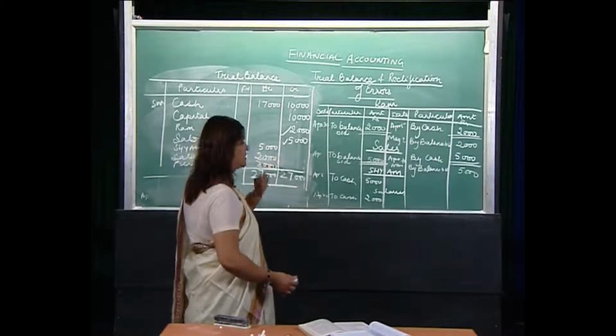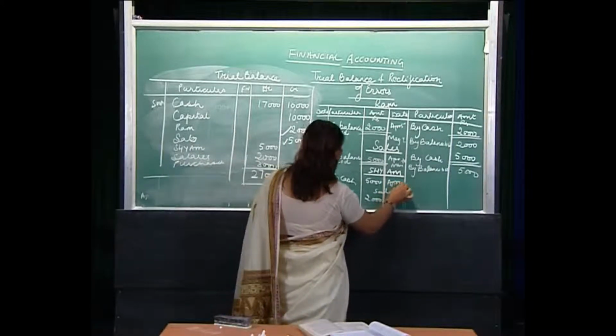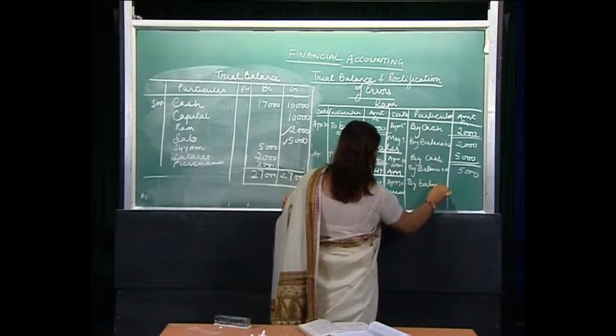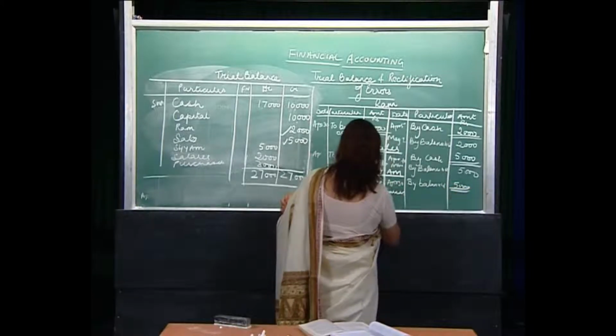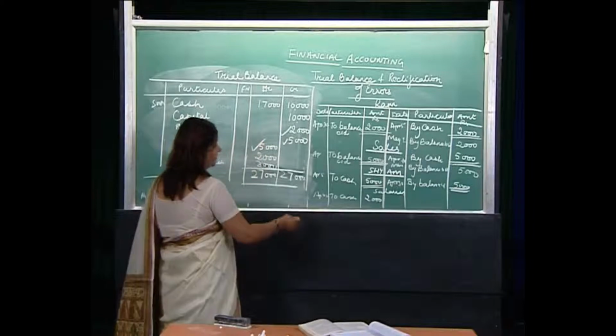Now, the next is Shyam's account. Under Shyam's account, we are having a debit balance. So here we are going to write by balance carried down for balancing it, and in the next month it will be taken up, so this entry would be passed. Similarly, salaries will also.